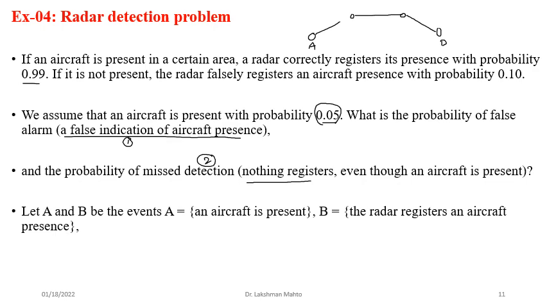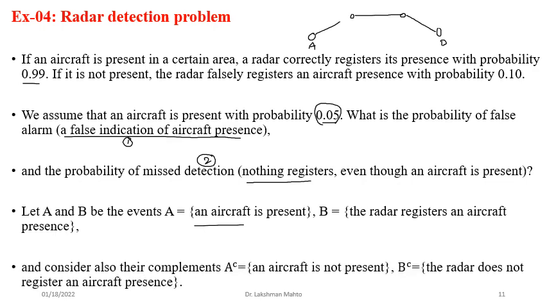So we define events A and B. A is the event that the aircraft is present. B is the event that the radar registers an aircraft. Now we also consider their complements. If an aircraft is present we denote it by A, then A complement simply says the aircraft is not present. And B complement says the radar doesn't register any aircraft presence. All these are the possible events we have defined.